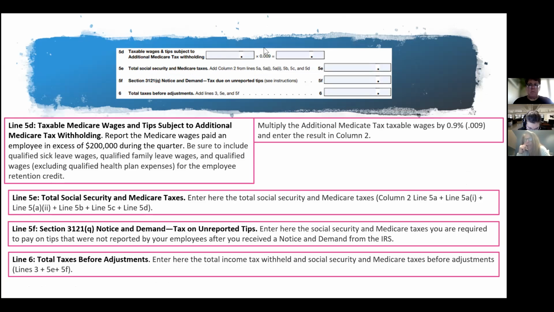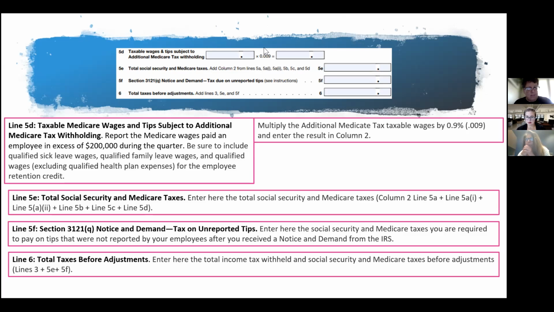Make sure that you include in your Medicare tax the qualified sick and family medical leave wages, excluding the health plan expenses for the employee retention credit. And we'll get into how you calculate that on the worksheets. Line 5E is the total Social Security. You're just going to add all those things up from lines 5A through 5D, including 5AI and 5AII.